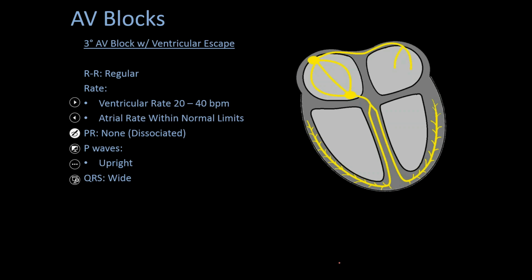Okay, so let's talk about third-degree AV block with a ventricular escape rhythm. Now, third-degree AV block with a ventricular escape rhythm means that the SA node can't pace the heart, the AV node, the bundle of His, can't pace the heart. So the only thing left to pace the heart are the ventricles, usually between 20 to 40 beats per minute, much slower.